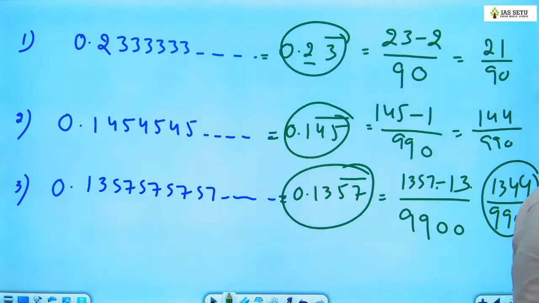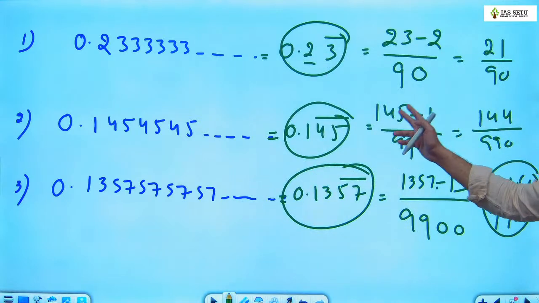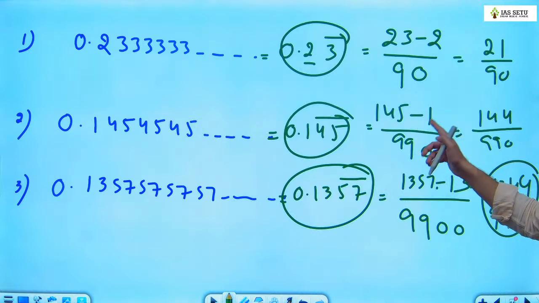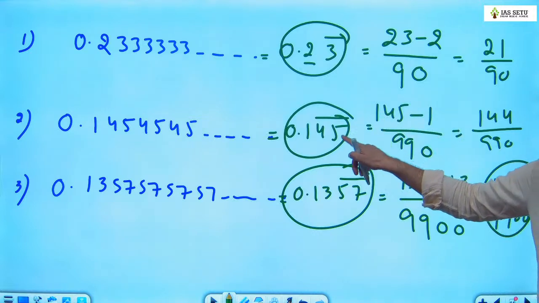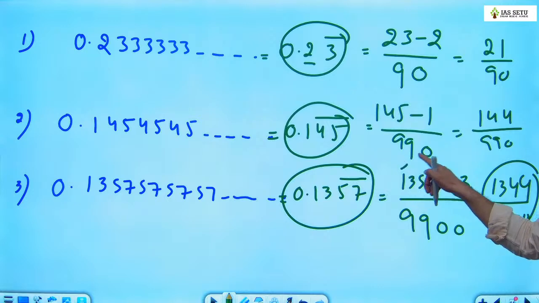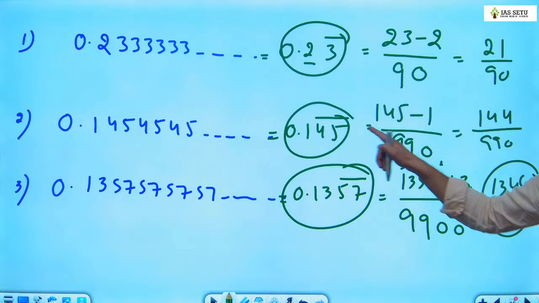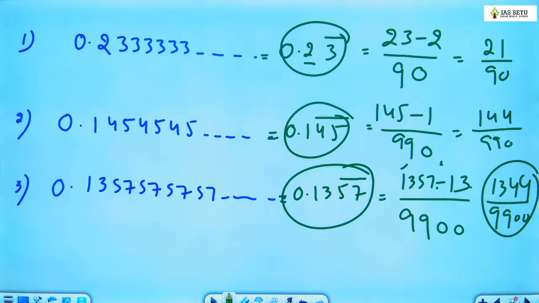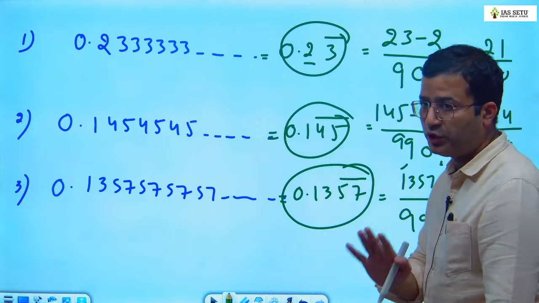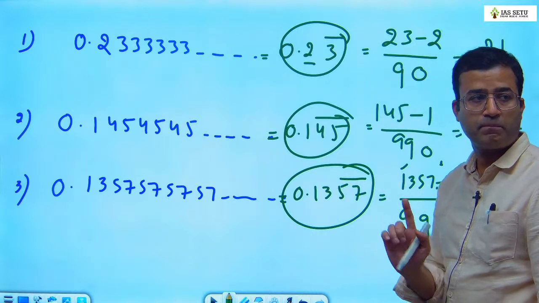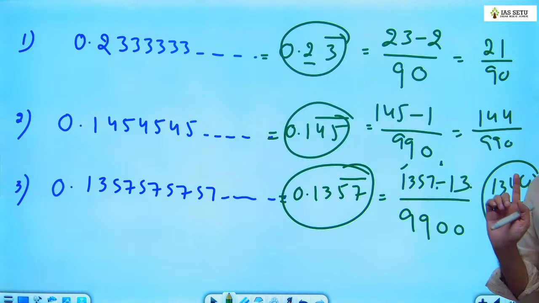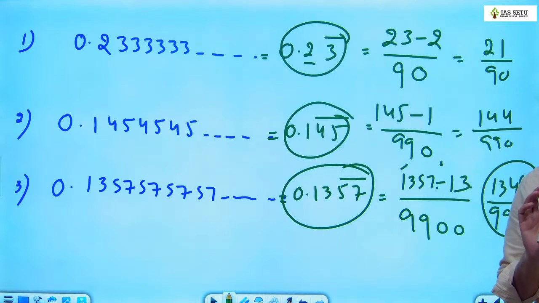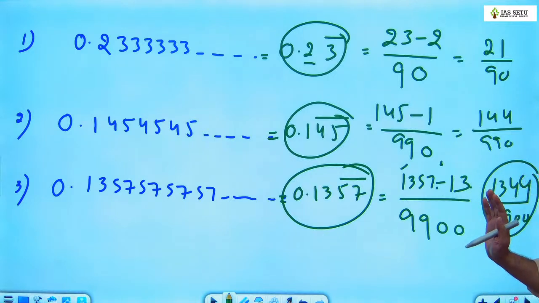Any doubt in type 2? Is this clear? Total number minus non-recurring part, as many 9 as many digits under the bar, followed by as many 0 as many digits between decimal and recurring. I take type 3 with your permission. Any doubt in type 2? Or if you want me to take one more extra example, हो जाएगा ना?